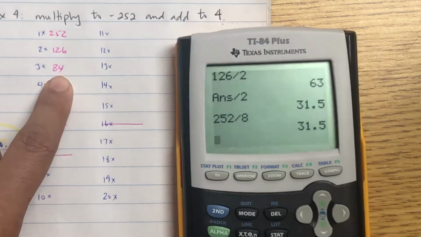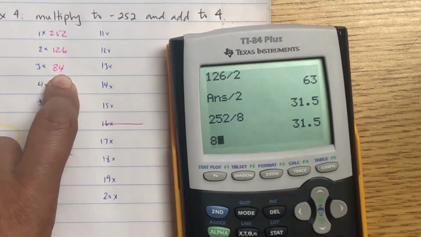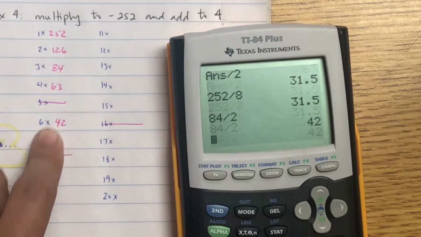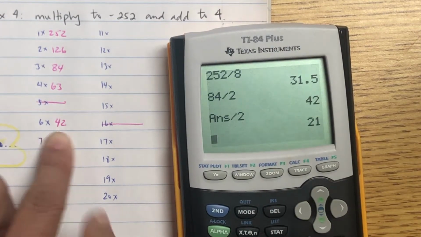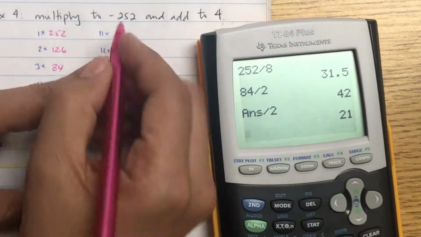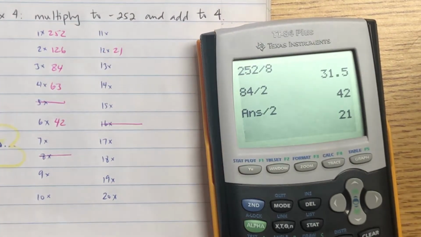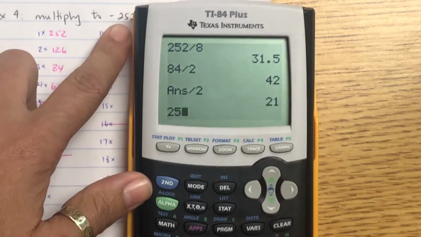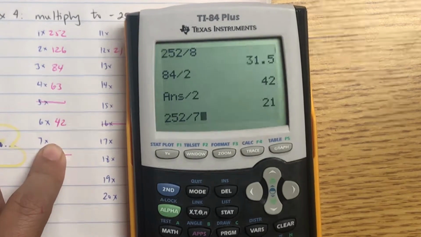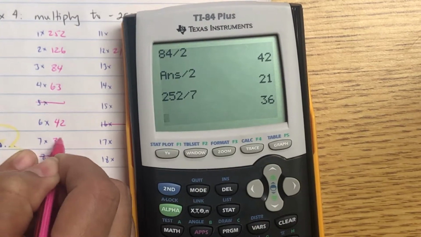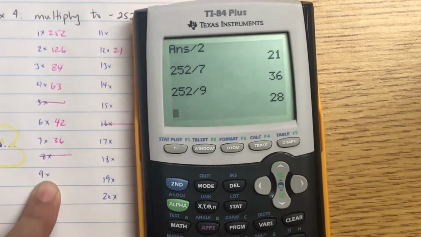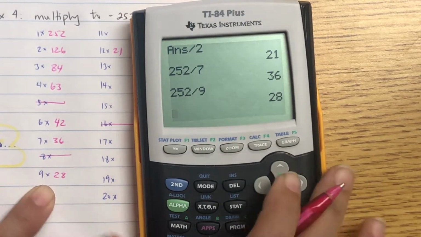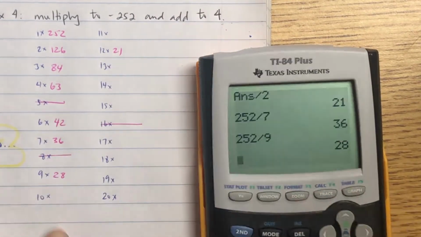All right, same thing with 3. 84 divided by 2 will give me 6. See? Divided by 2 will give me what? 12. So this one is 21. But again, the long way is to just keep going. 252 divided by 7. Press enter. 36. 252 divided by 9. Press enter. 28. We're getting closer, but we're still really far from 4.